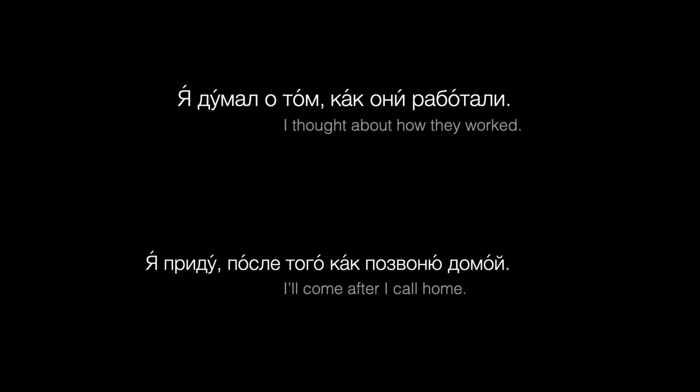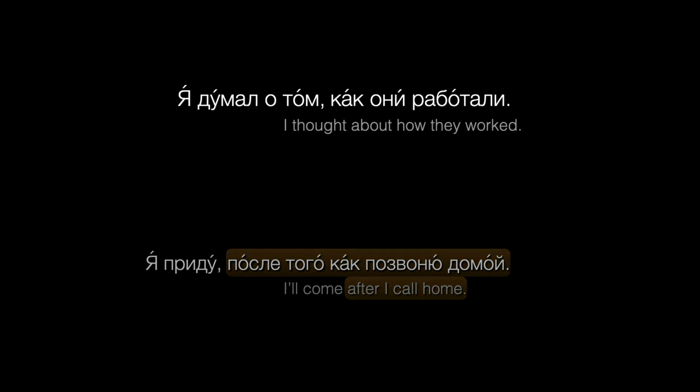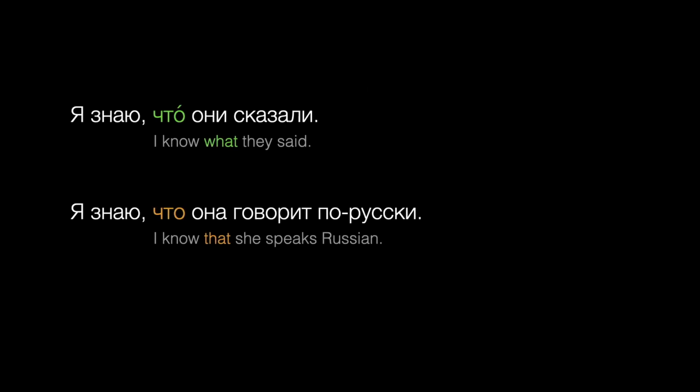Be careful with this example, though. You might remember that to use после with a clause, we added как after the form of то. But here I'm thinking about how they worked, so как is understood literally in this example. It's not just linking the clauses together. And I should mention one subtle point.